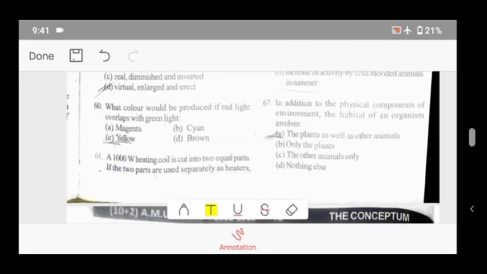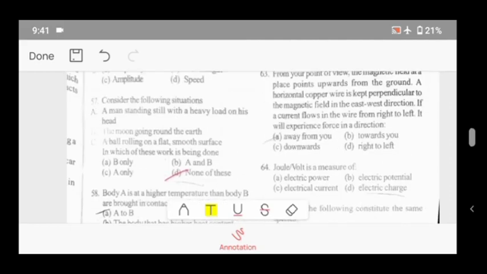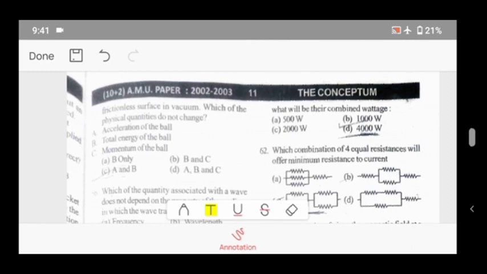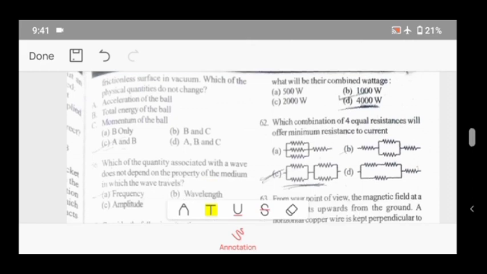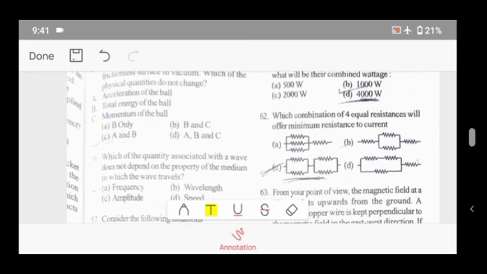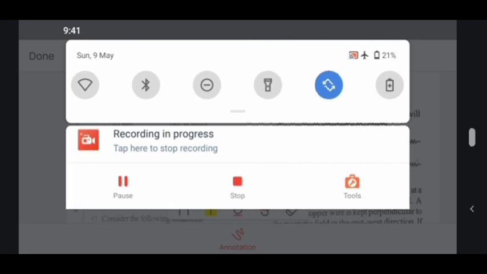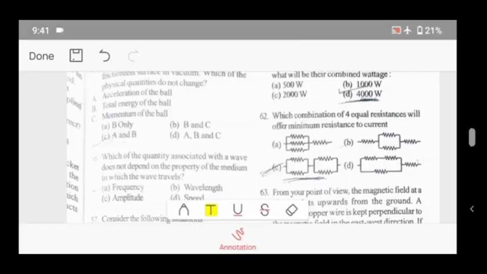Here a 100 watt heating coil is cut into two equal parts. If the two parts are used separately as heaters, what will be the combined power? So the answer will be D. Okay. Which combination of four equal resistances will offer minimum resistance to current? So the answer will be C.